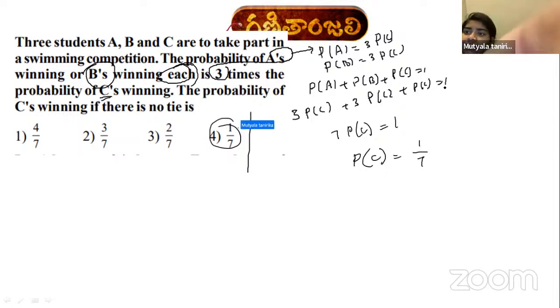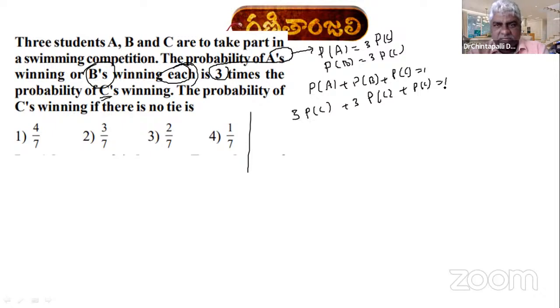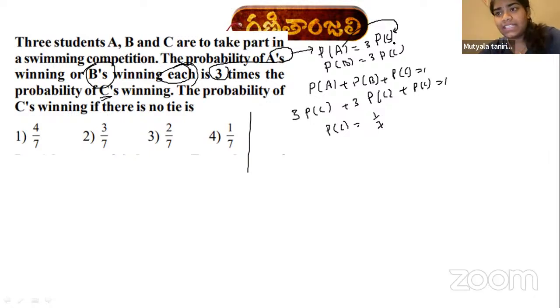So the extra work on this question is: what is our answer if the probability of A is asked? Just now you calculated that the probability of C is equal to 1 by 7. The relation between the probability of A and the probability of C is 3 times. Then 3 times 1/7. That means 3 by 7.